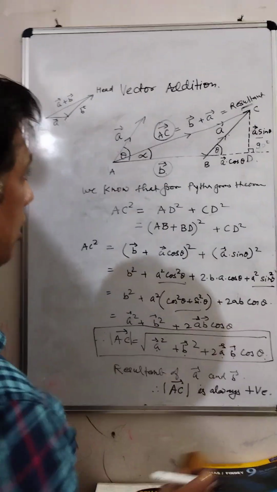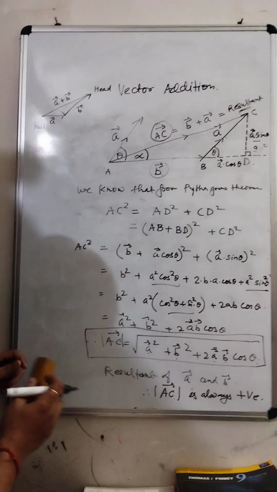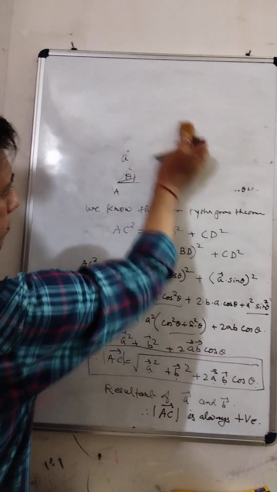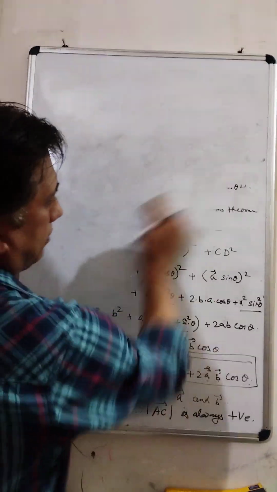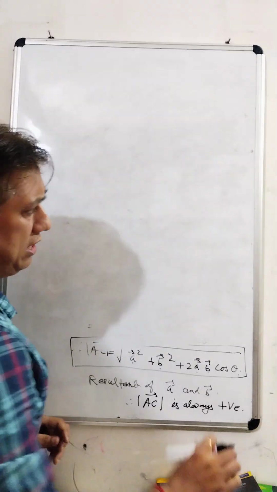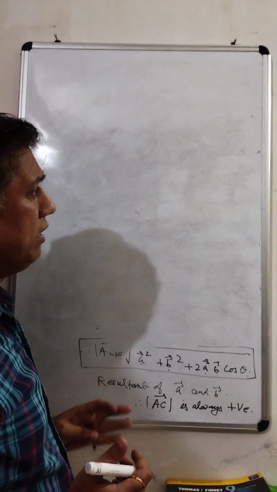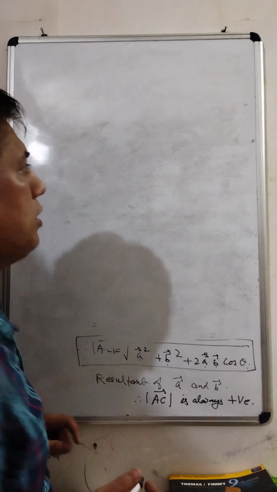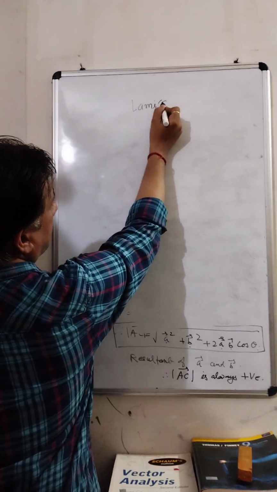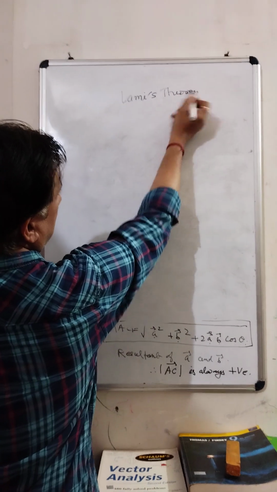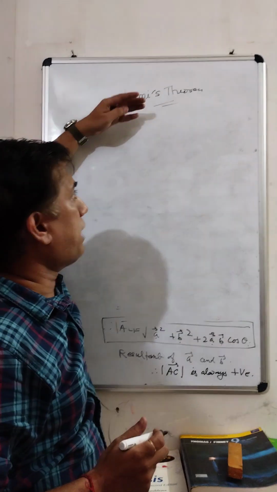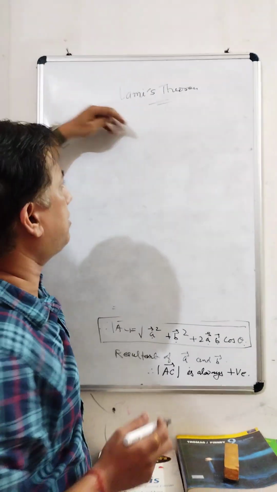Now, the third point, that is Lami's theorem. Basically, Lami's theorem is related to the triangle part of the geometry. This theorem is very important for the mechanics part, because in mechanics questions you directly apply it to the questions and you will get the answers.